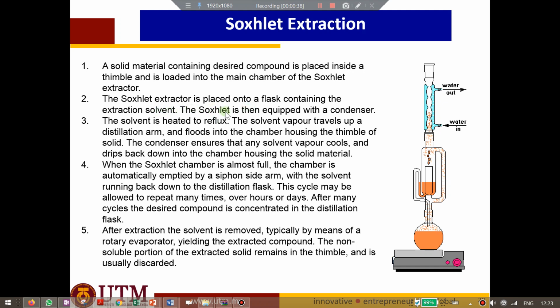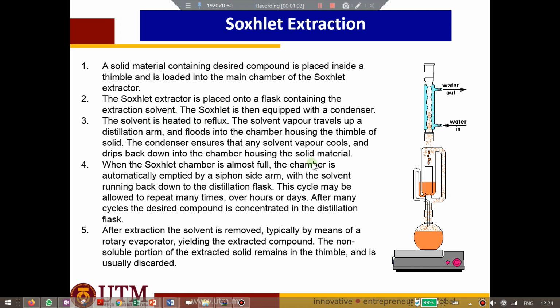The Soxhlet is then equipped with a condenser. We call this the Soxhlet extractor or Soxhlet chamber. We put it on top of the flask containing the solvent, and then at the top of the Soxhlet chamber, we put the condenser.